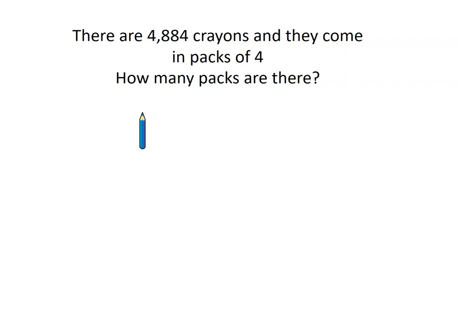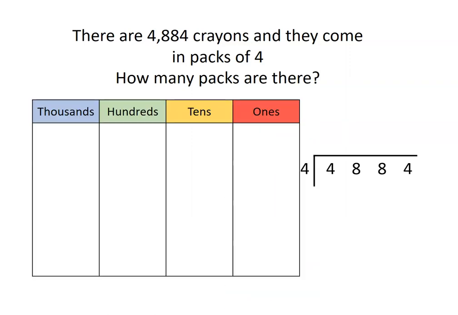Now, how could we solve these? Well, we could start drawing them, but we're going to be here for a very long time, aren't we? I don't really have the time to draw 4,884 crayons. So, what else can we do? Well, we could use counters, but I don't want to be counting 4,884 counters either, to be honest, thank you very much. So what we can do is use counters in a slightly different way, in the place value columns.